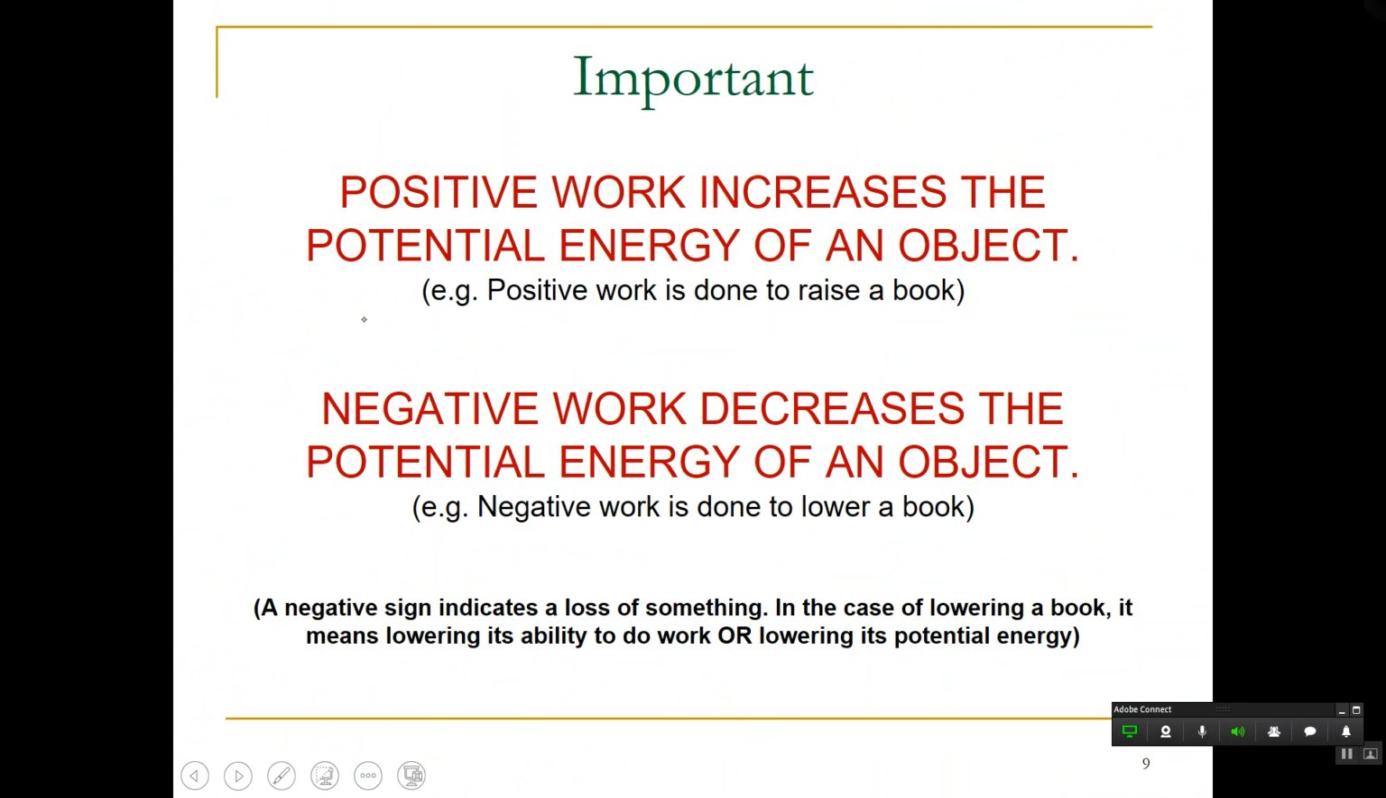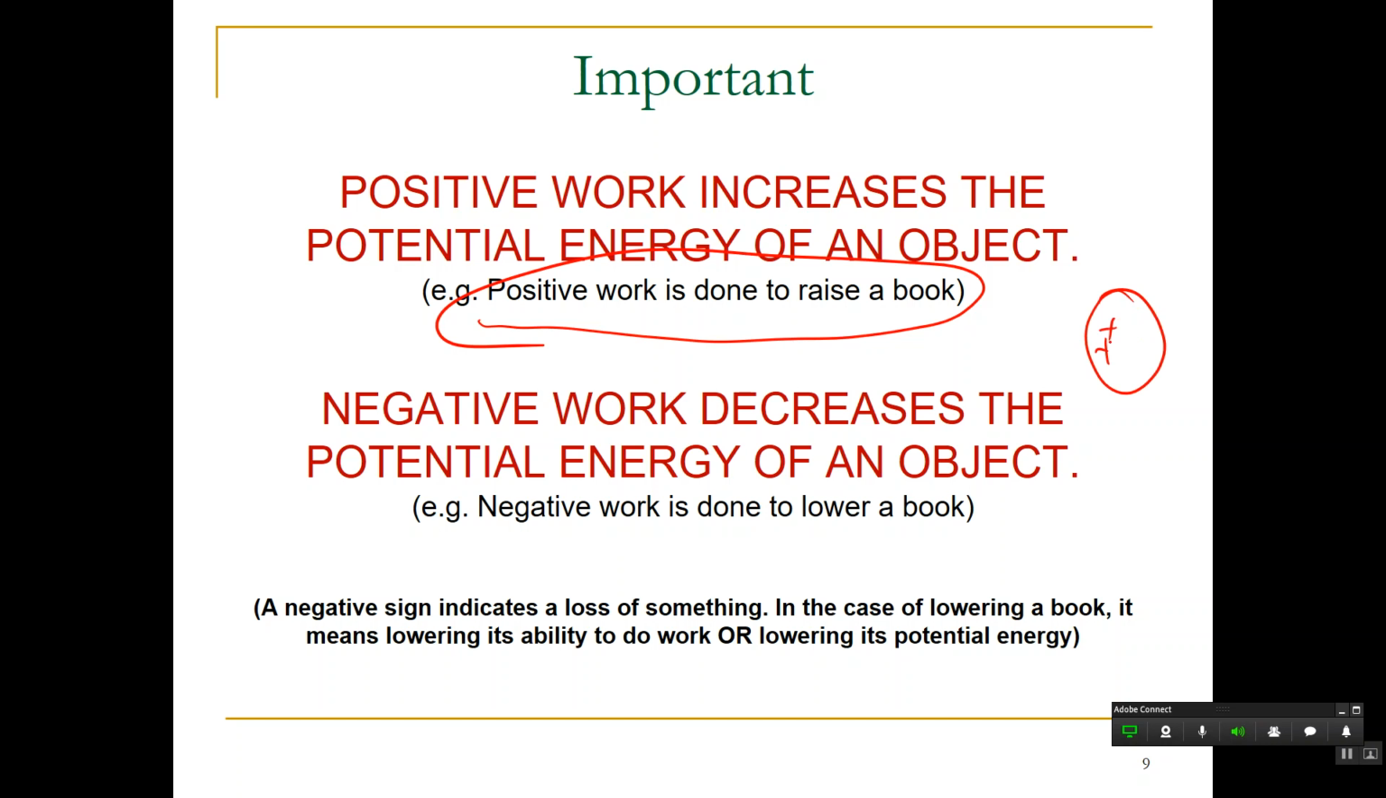So again, more summary. Positive work increases the potential energy of an object, while negative work decreases the energy of an object. That'll help us in determining the sign of work if we ever need to determine that. So the example here is positive work is done to raise a book, right? For me to lift this up into the air, it takes positive work to do that. Similarly, if I have a strong positive charge here, and I take an electron and move it to here, am I doing positive work or negative work?